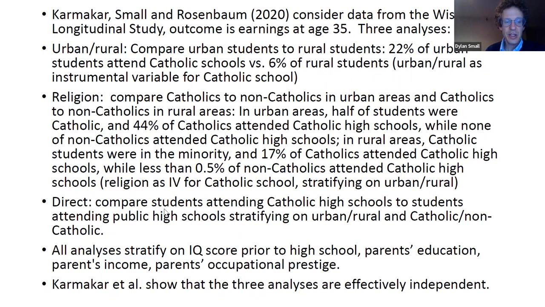Now, the direct comparison we could do is just compare students attending Catholic high schools to students attending public high schools, stratifying on urban, rural, and Catholic, non-Catholic. This is what got us motivated in the study. We thought it may be biased because parents who send their children to Catholic school were more motivated, and that might have helped earnings in a way that wasn't due to going to a Catholic high school. So we stratified on some measured confounders: IQ score prior to high school, parents' education, parents' income, and parents' occupational prestige. We still found that going to Catholic high school caused more earnings.